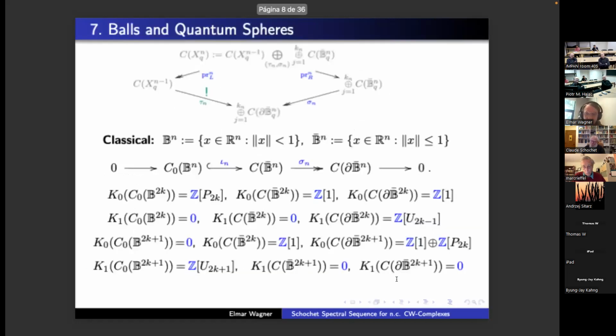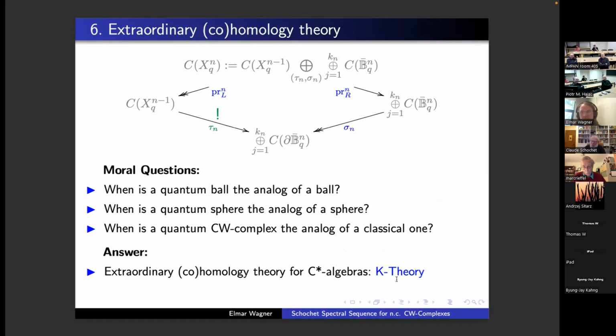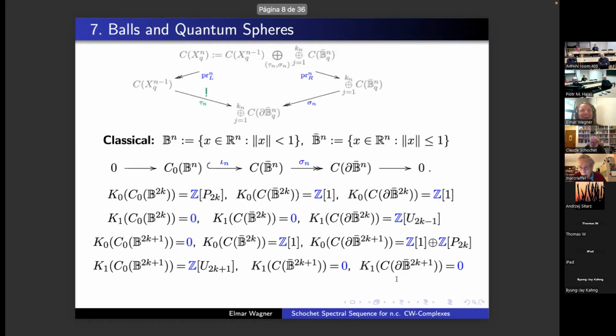So Elmar, would you agree that K-theory is the most ethical answer to your moral questions? Yeah, that's true. Very good answer. Well, no, I don't want to lose time with it. Yeah, but it's a very good answer. So it's the best I can. Well, the answer is that's the best I came up with. That's a better answer. So someone might have better answers.